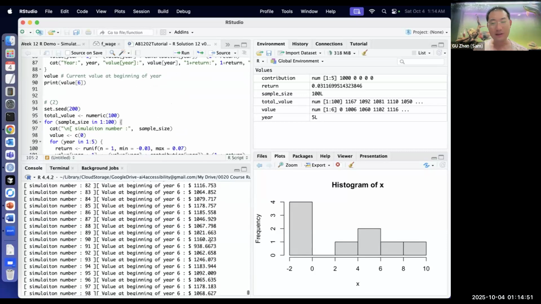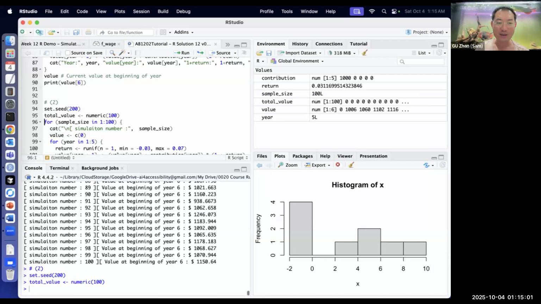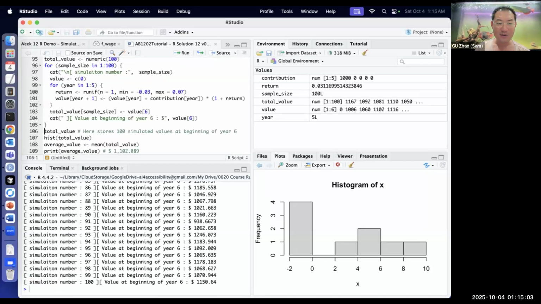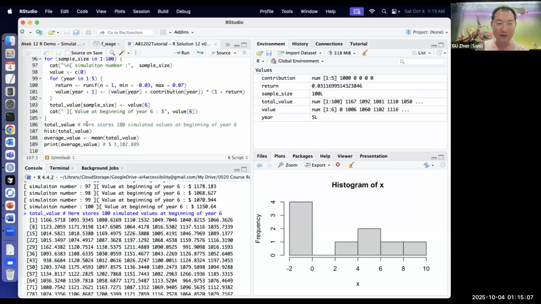So make sure each of the numbers is different for each of these simulations. They can't be the same one. If you get the same one, you have no variance at all, so it won't be correct. Okay, now this is the total value.